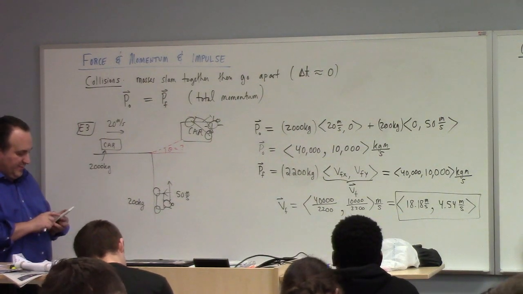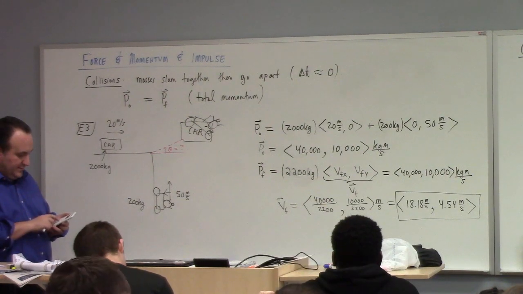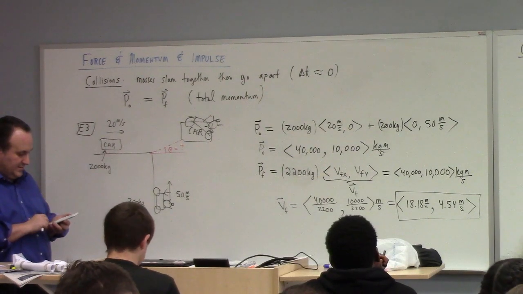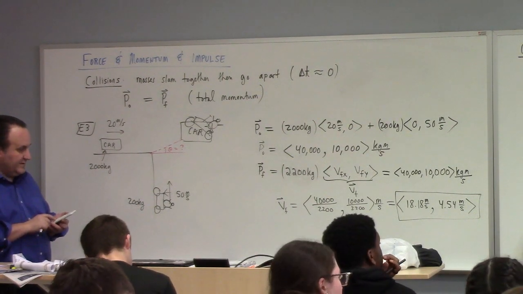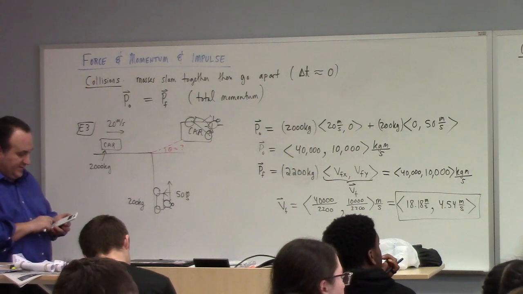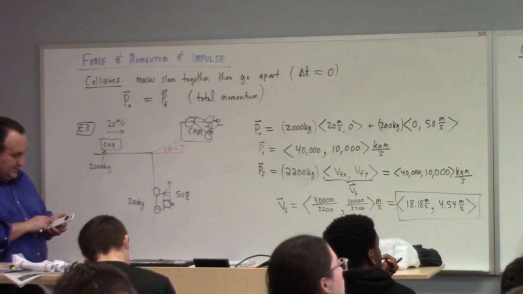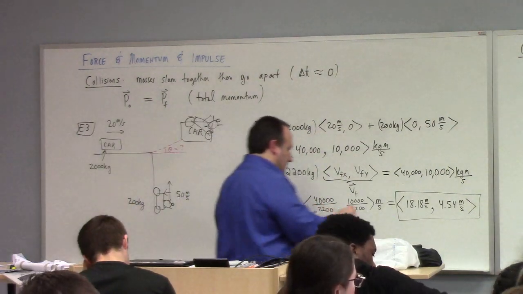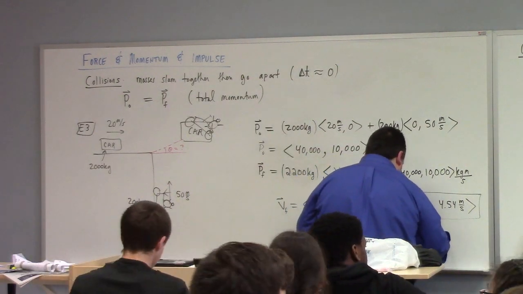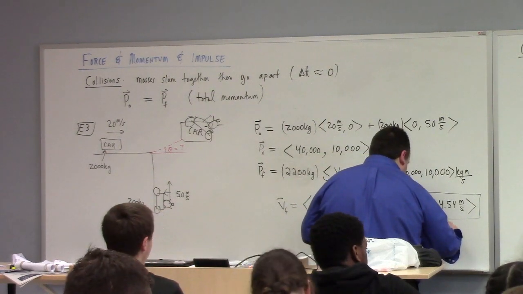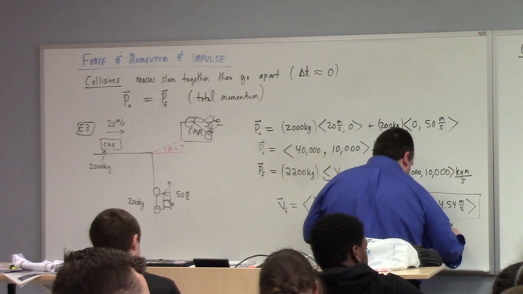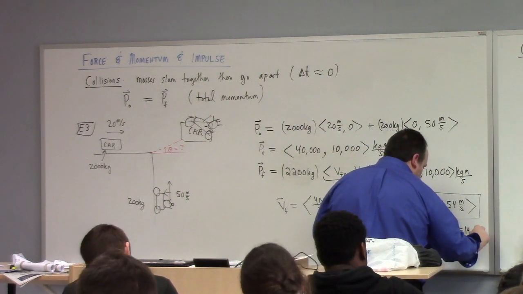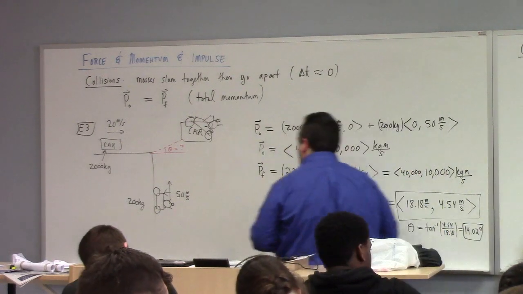I'm going to put my calculator back into degrees, I don't like radians. Let's see here, inverse tangent, 4.54 divided by 18.18. So I get theta equal to inverse tangent of 4.54 over 18.18. So I get about 14.02 degrees for the direction as I asked for it here.